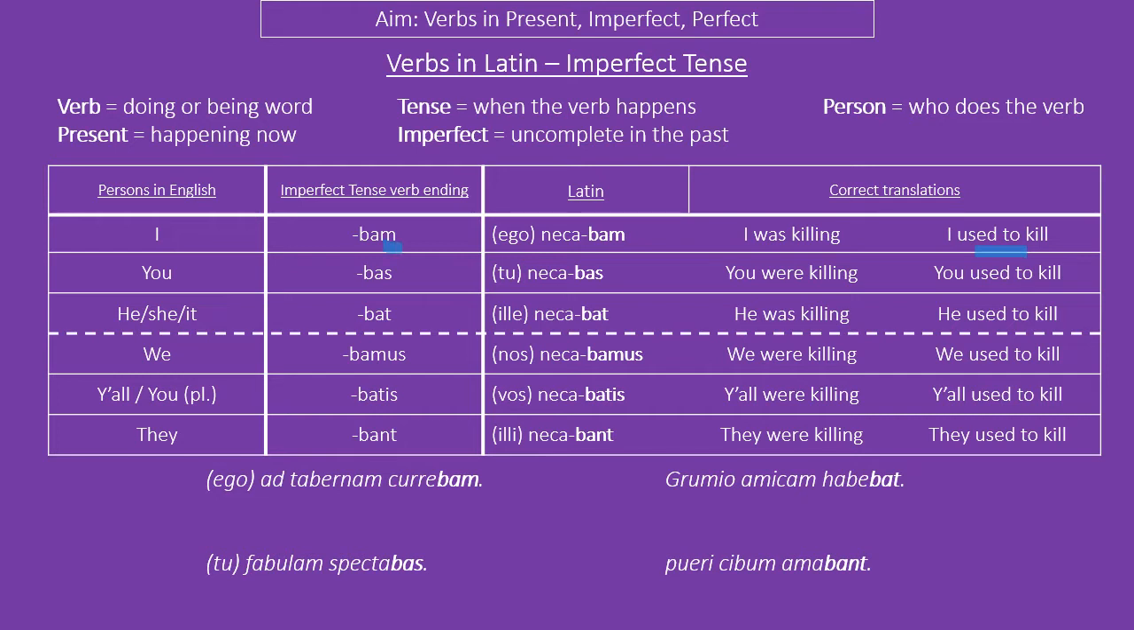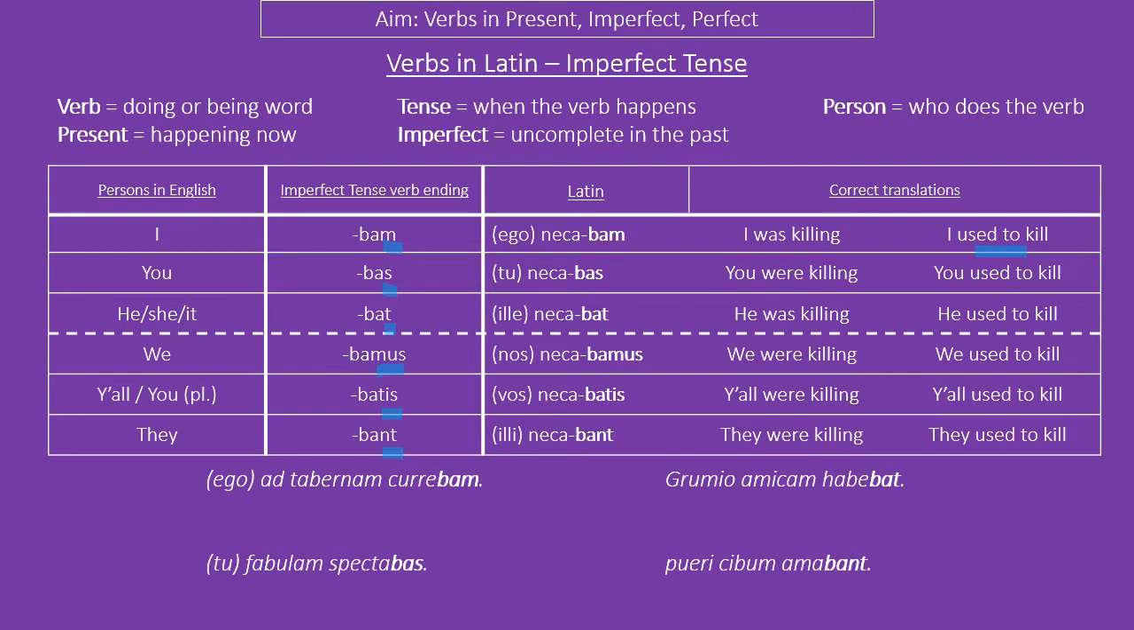We can also see that it's got more or less the same basic endings. There's still st, mus, tis, unt. First one's a bit weird, but don't worry about that. So there's still a lot of similarities with the present tense, but now there's the ba in front of that. So now it's nekar bam, nekar bas, nekar bat, nekar barmus, nekar bartis, nekar bant.